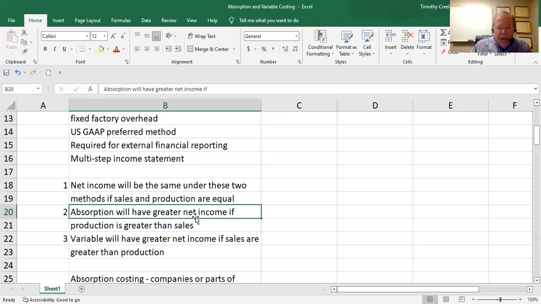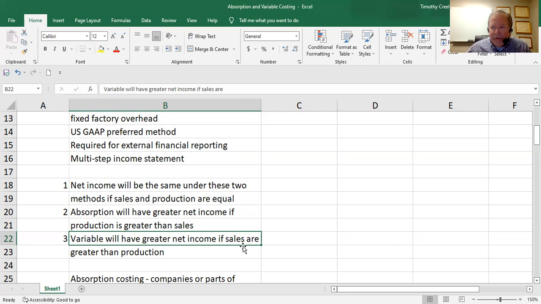Now, absorption costing will have greater net income if production is greater than sales. So if we produce 5,000 units and we only sell 4,000, then absorption would give higher net income. Now, variable costing will have greater net income if sales are greater than production. So if we sell 6,000 but only produce 5,000, then variable would give us a higher level of net income.